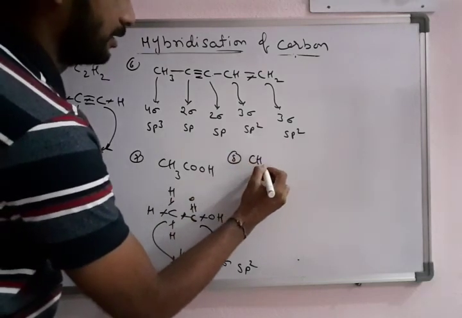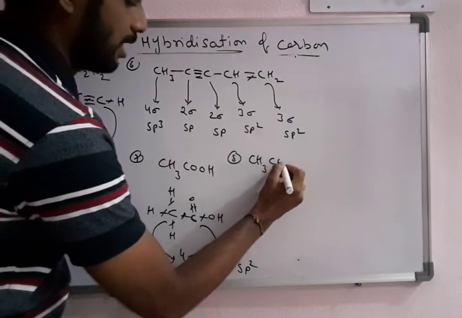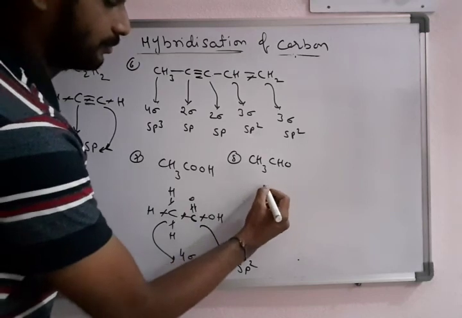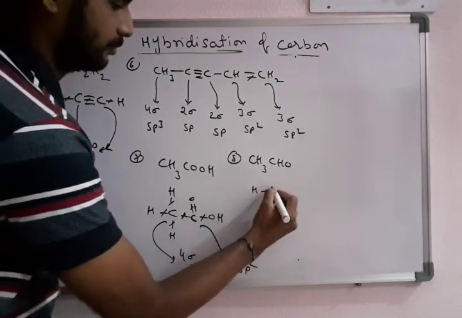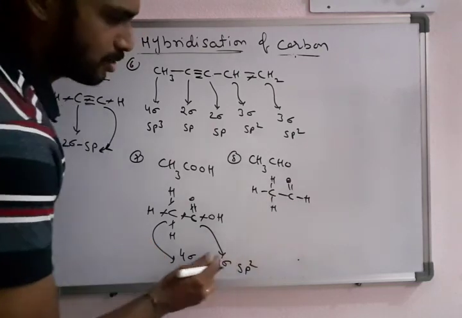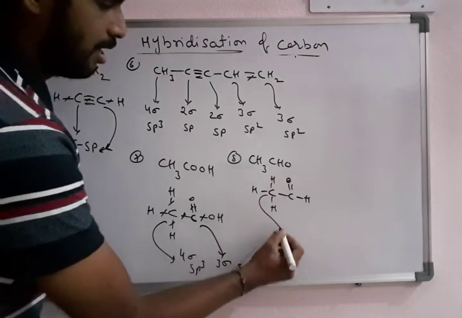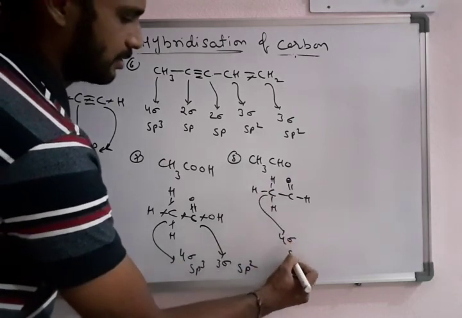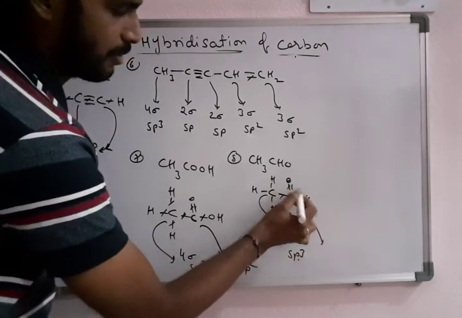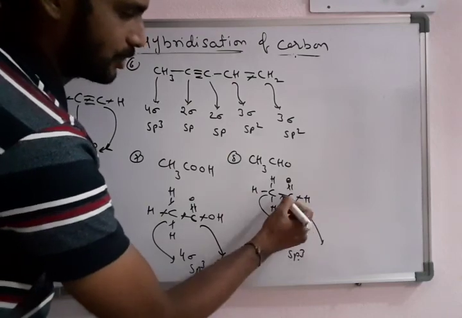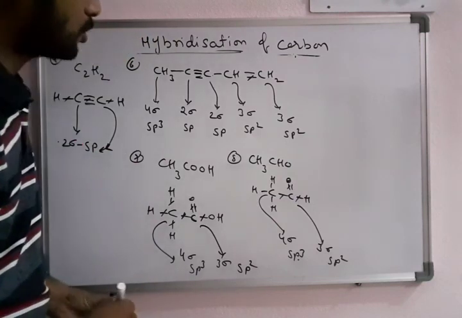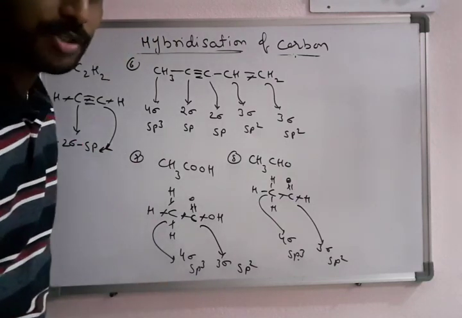We can calculate in the aldehyde group. It's called ethanol. Here also the same thing takes place. This carbon is having 1, 2, 3, 4 sigma bonds, sp3, and this carbon is having 1, 2, 3 sigma bonds. The remaining one will be a pi bond; it is not in the calculation. 3 sigma bonds, that is only sp2. So this is how to calculate the hybridization of carbon in carbon compounds.